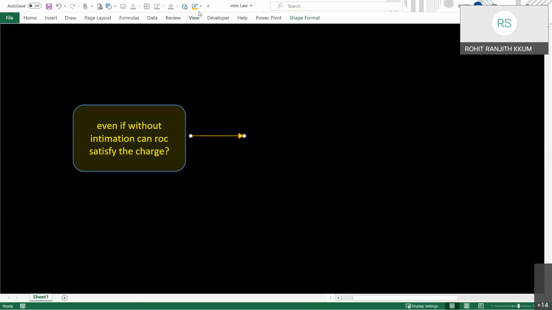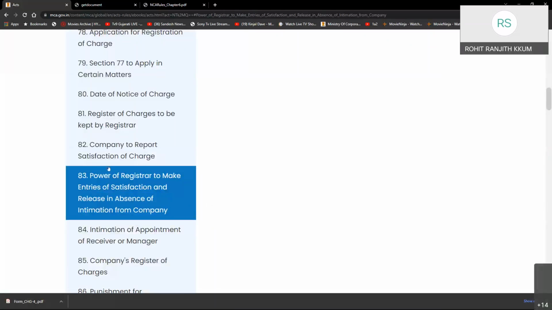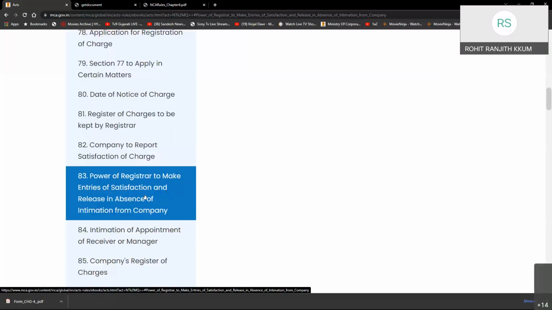Don't you think that before satisfying the charge, it should give notice to both the parties? That since long we have not heard you, our register of charges is keeping your name, we are not getting anyone's response. Okay. So notice must be given to both the parties asking, brother, do you have any objection? Do either of the parties have any objection if I satisfy the charge? So notice will be given, and if no response is received from these people, then ROC has the right to satisfy the charge. But this power is provided under Section 83 of the Companies Act 2013.